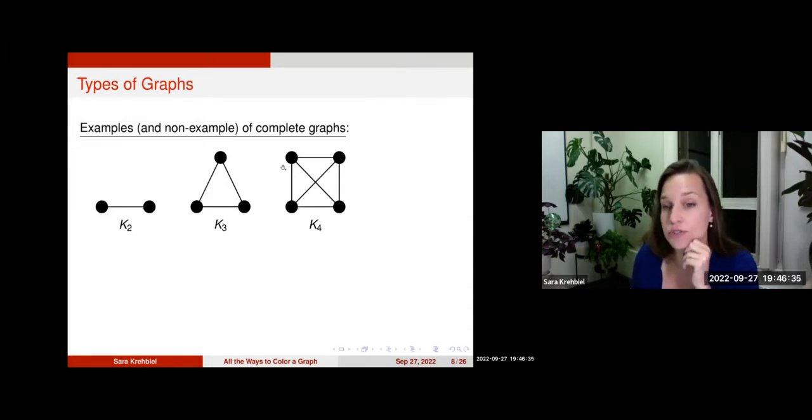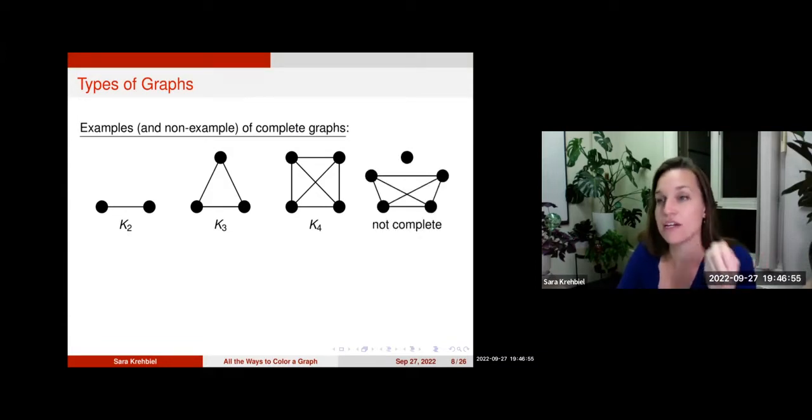Now, that's not true for the complete graph on 4 vertices because the cycle we've seen on 4 vertices has 4 edges, but then we're missing these edges that turn the opposing corners of our square into neighbors. So sometimes it's helpful not just to think about positive examples of things, but negative examples of things. So here's an example of a graph that isn't complete.